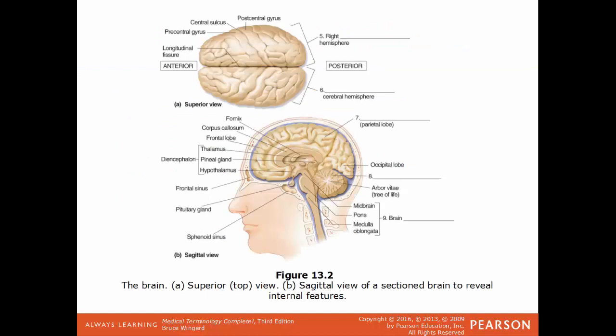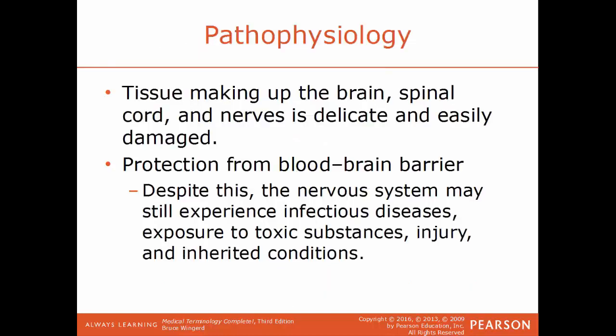Alright, in this illustration we have a superior view and a sagittal view of the brain, and it would be next to impossible to identify every major structure found in the brain just on one image. But here are some important features that are found in the brain: the various sulci and the gyri, the hemispheres, the lobes. I'll now talk about some pathophysiology when it comes to the nervous system.